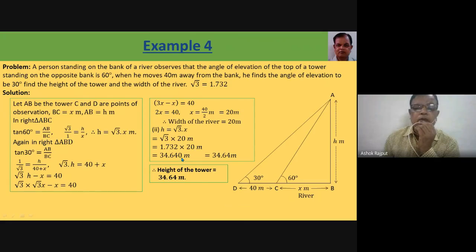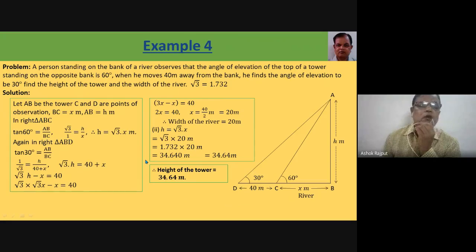After multiplying, we will get its height is 34.640 meter or 34.64 meter, and the height of the tower is 34.64 meter. We have found it here. It is also very simple. You need to practice it and solve such types of sums.